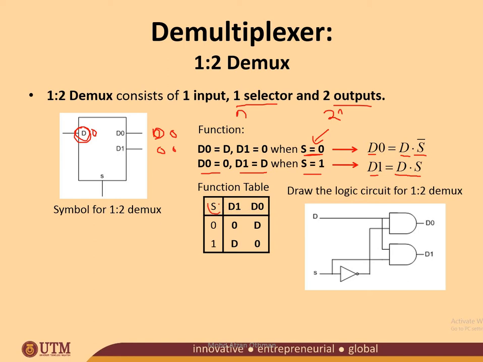If you have S selector with possible input of 0 or 1, then your D1 or D0 of your output will have 0 and D, or if you have 1, it will be D and 0. Sorry for the confusing parts of the first explanation just now.